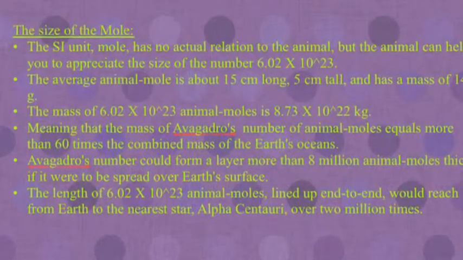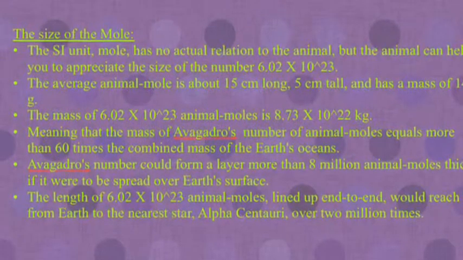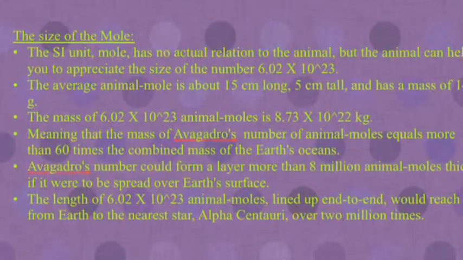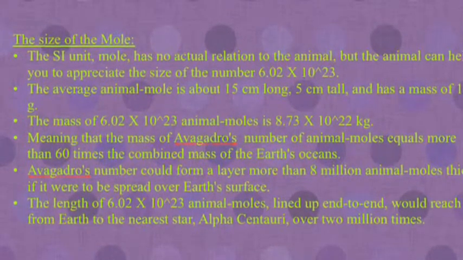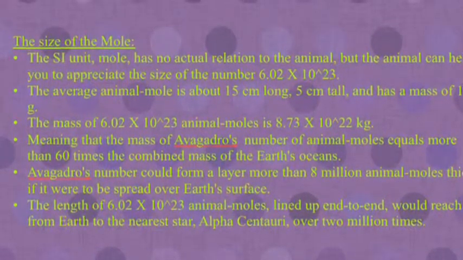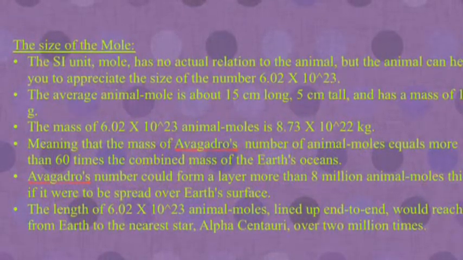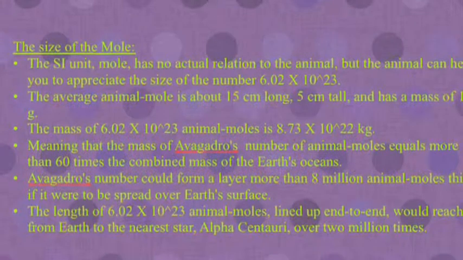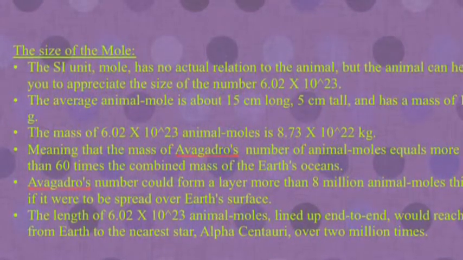that the mass of Avogadro's number of animal moles equals more than 60 times the combined mass of the Earth's oceans. Avogadro's number could form a layer more than 8 million animal moles thick if it were to be spread over Earth's surface. The length of 6.02 times 10 to the 23rd animal moles, lined up end to end, would reach from Earth to the nearest star, Alpha Centauri, over 2 million times.